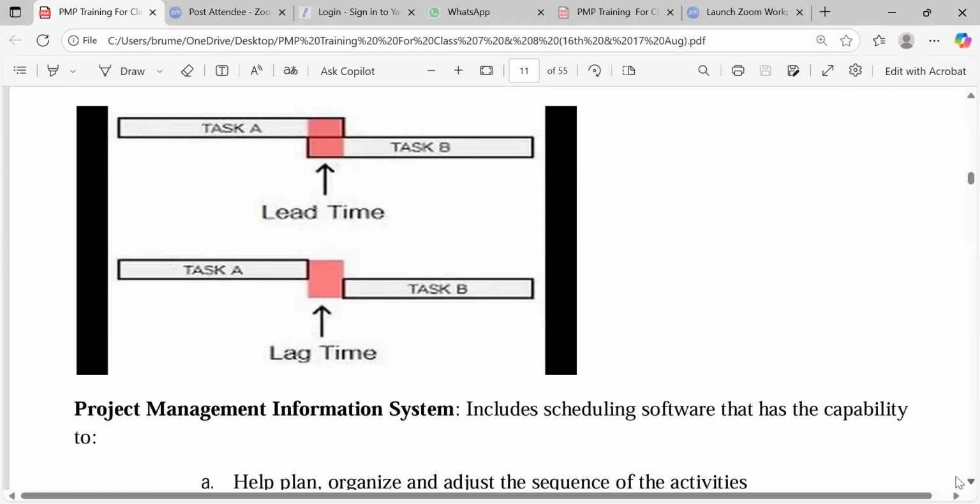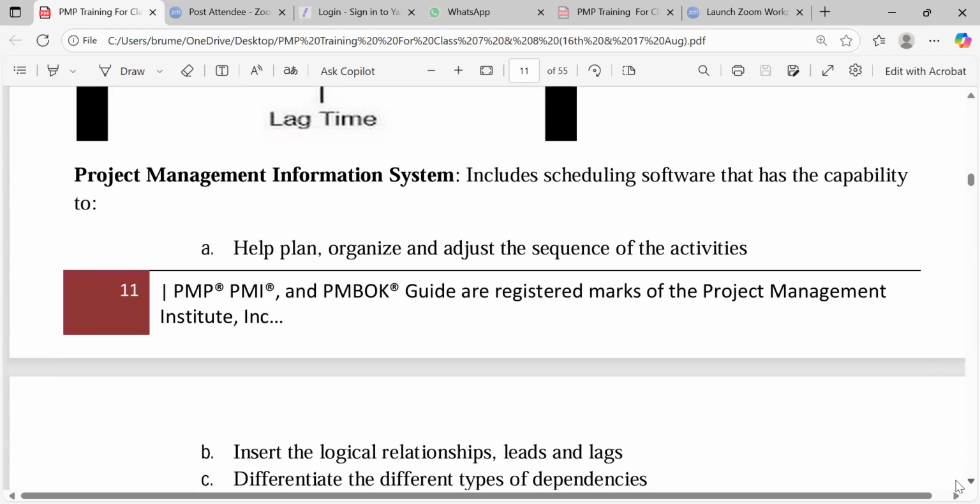So that's about leads and lag. Now the float we talked about sounds like the lag, right? Where we were talking about waiting time. It's not like that. The float is only on the individual activity. I will show you. So now let's move on.